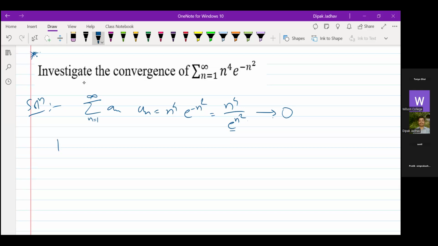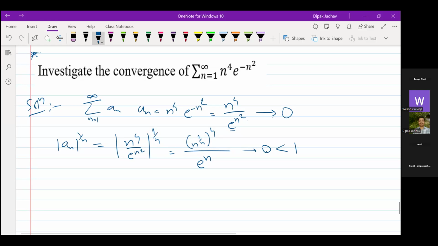If we apply the root test, mod an raised to 1 by n, what are you going to get? e raised to n square, all raised to 1 by n. What will that be? n raised to 1 by n raised to 4 on e raised to n. Numerator is going towards 1. Denominator is going towards infinity. So it will go towards 0. So it is less than 1.